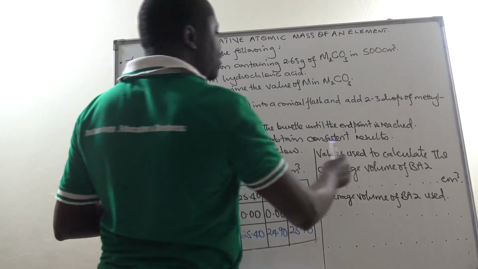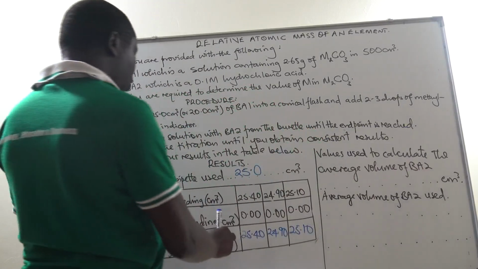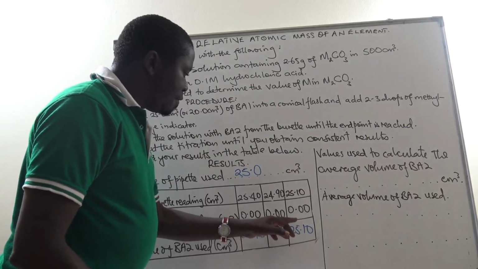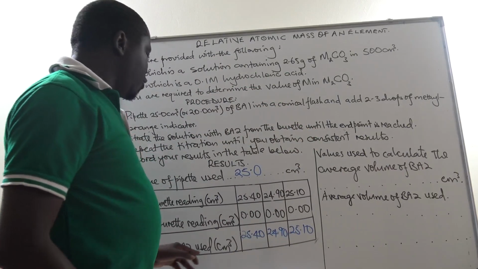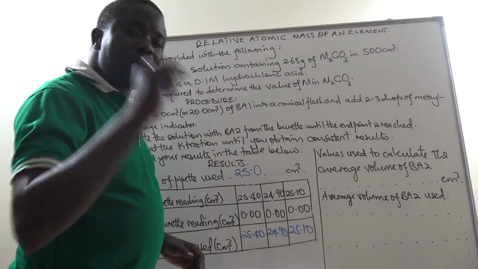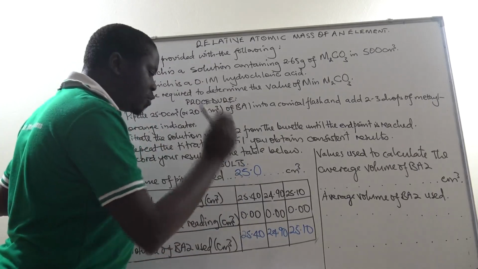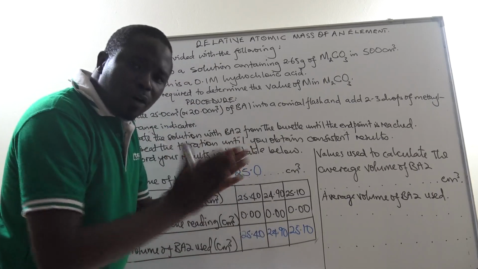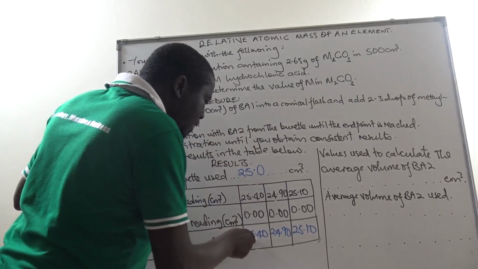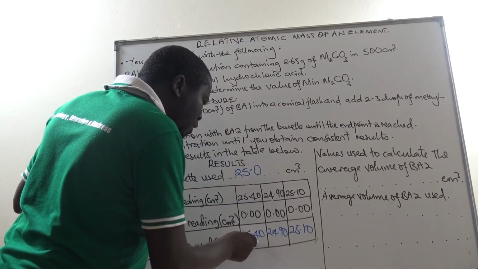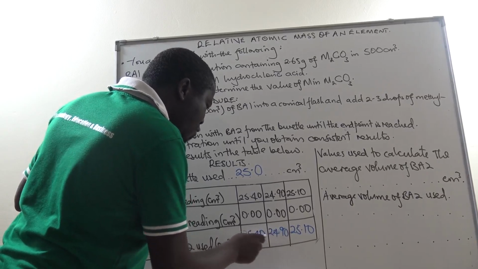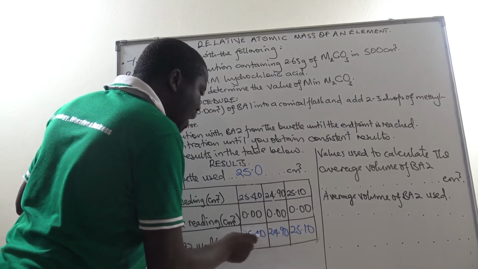Let us go to the values used to calculate the average volume of BA2. We are supposed to choose 2 out of the 3 values that we have got of the volume of BA2 used from the 3 different experiments. We choose 2 values, and make sure you are very keen in this case. Look at 2 values which are really so close, what we call consistent values. So if you see this and this, the difference is about 0.5 cubic centimeters. This is much.